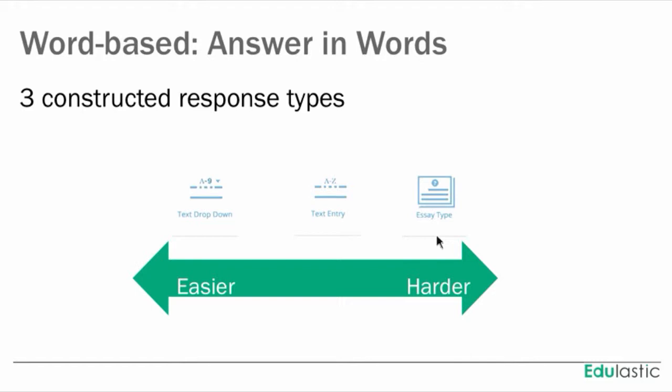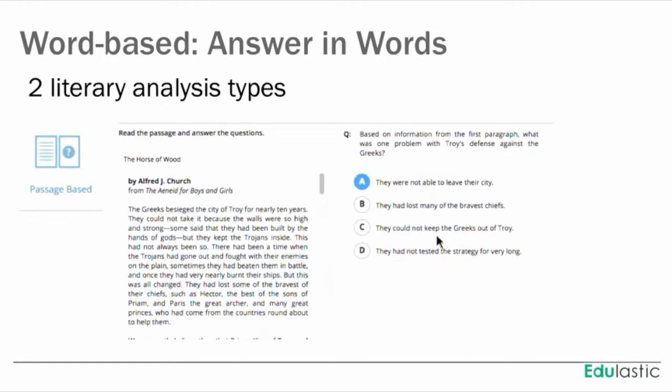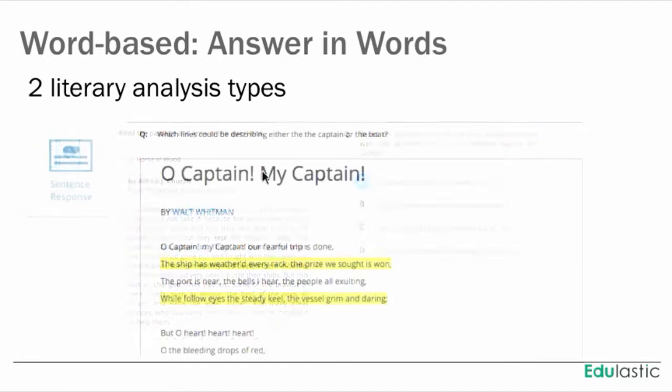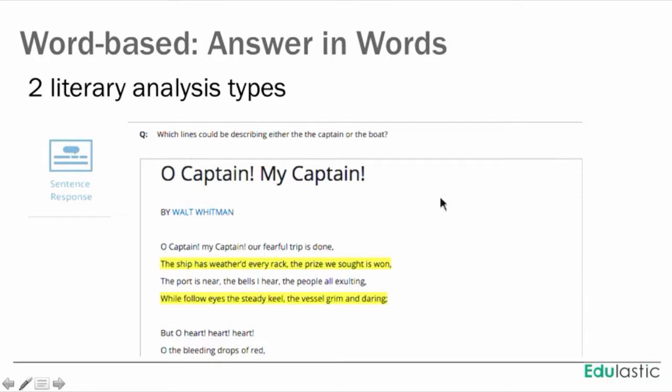The student has to write a whole essay. So then there's two literary analysis types. So these are for ELA primarily. The passage-based type has a passage on one side and different kinds of questions on the other side. And then the sentence response type has a passage where the student will highlight the answers.